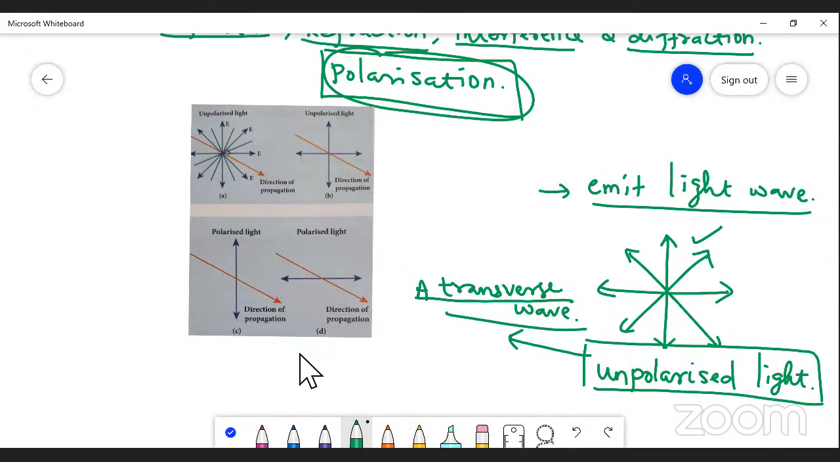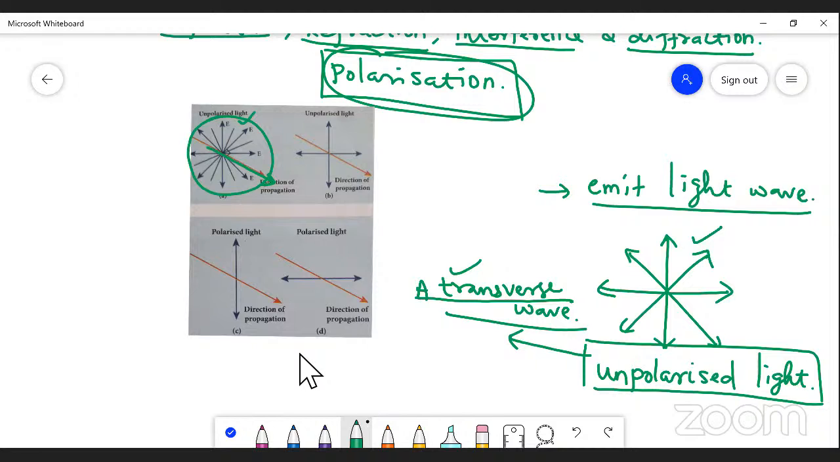Right. So this is unpolarized light. Unpolarized light is nothing but a transverse wave. It consists of vibrations in all possible directions in a plane which is perpendicular to the direction of propagation of a wave. Unpolarized light is also defined as a light wave which consists of vibrations in more than one plane. If the vibrations of light exist in more than one plane, then the light is called unpolarized.